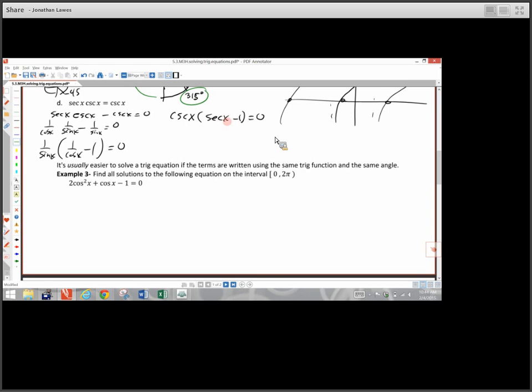Is there any problem with thinking about this in terms of their graphs? And what I'd be solving for is, when does the cosecant of x equal 0? And this one would be, when does the secant of x equal positive 1, right? Okay, so think about the cosecant graph.